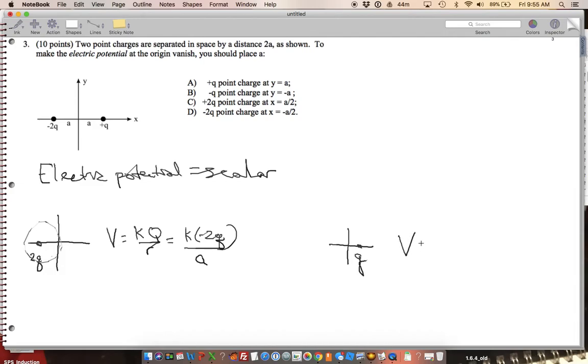So my potential is going to be equal to k, in this case, q over a. And so if I want that to be equal to 0, so let's write it up here. If I want v to equal 0, I'm going to have v is equal to a negative 2kq over a from this one, plus kq over a from this one.